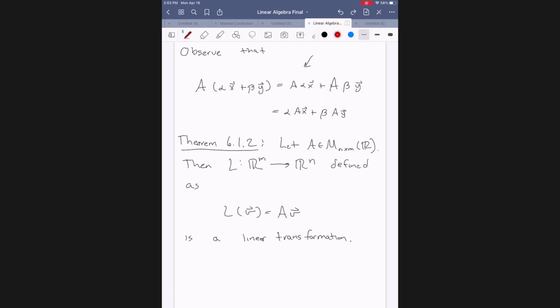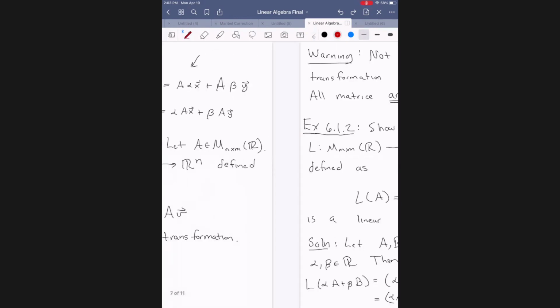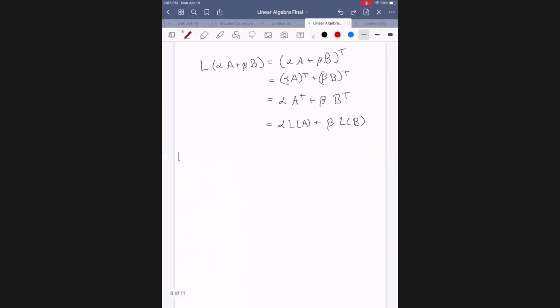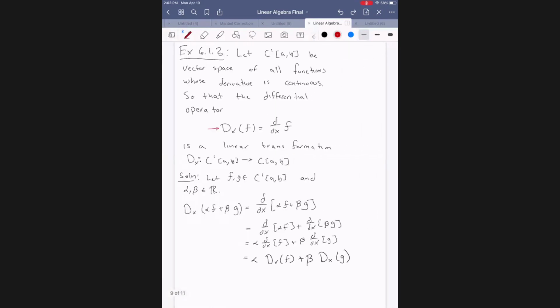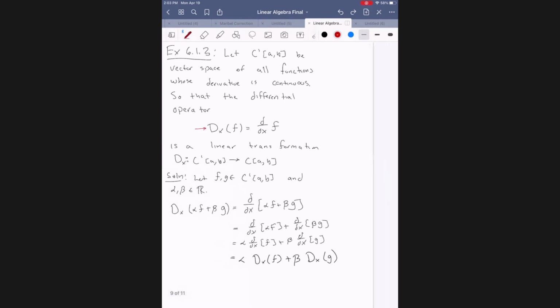However, not every linear transformation is a matrix, but every matrix is a linear transformation, right? And we saw an example of that, right? So with this one, actually, we saw that the derivative is a linear transformation from the vector space of continuous functions to continuous functions. And obviously that is not a matrix, right? So a linear transformation doesn't have to be a matrix.